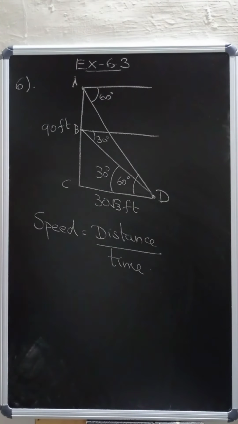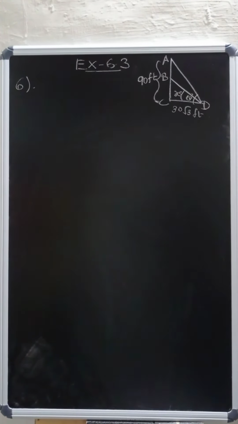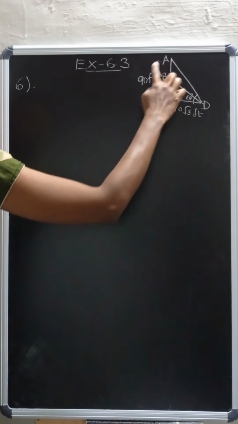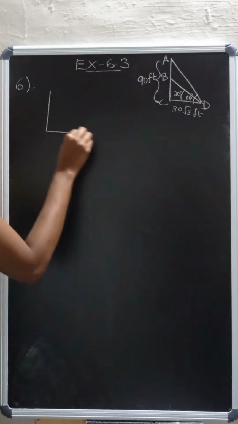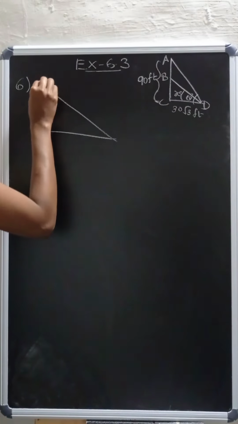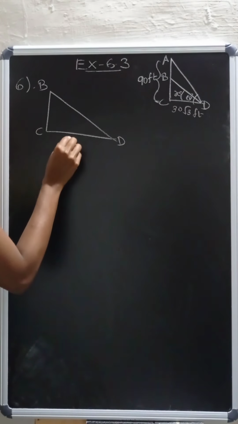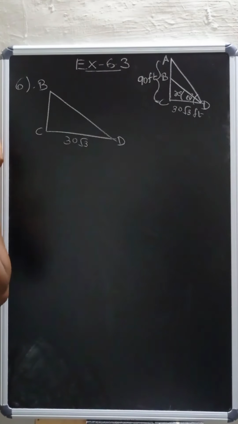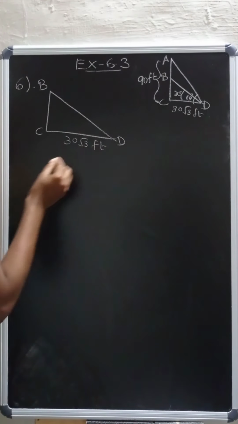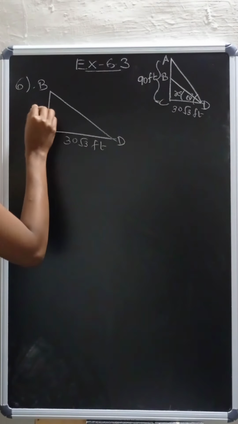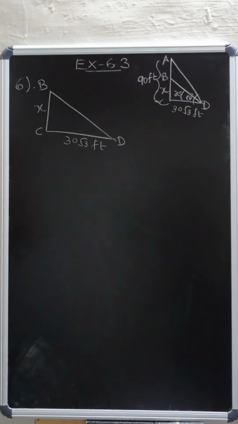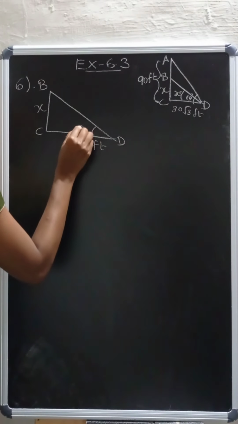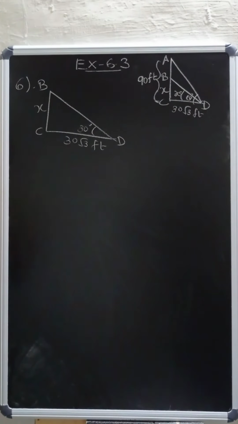Now we will split it into two triangles and we will find the answer. Now we already have AC value equal to 90 feet. We need to find only BC value. So we will take triangle BCD. So CD is equal to 30√3 feet. And this be X, so I am keeping this as X. Here you have the angle 30 degrees. So now you need the opposite value.